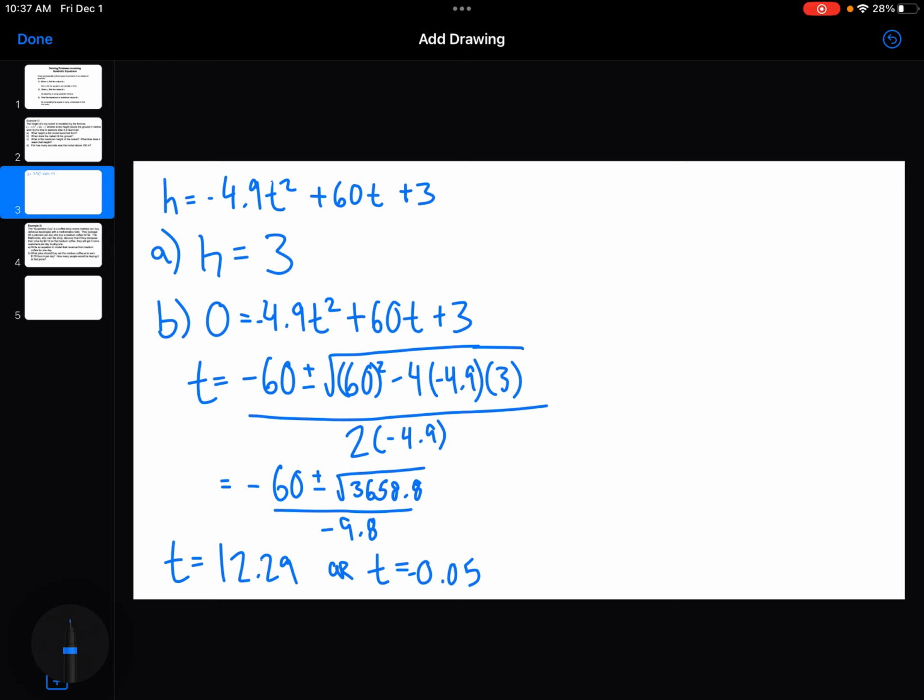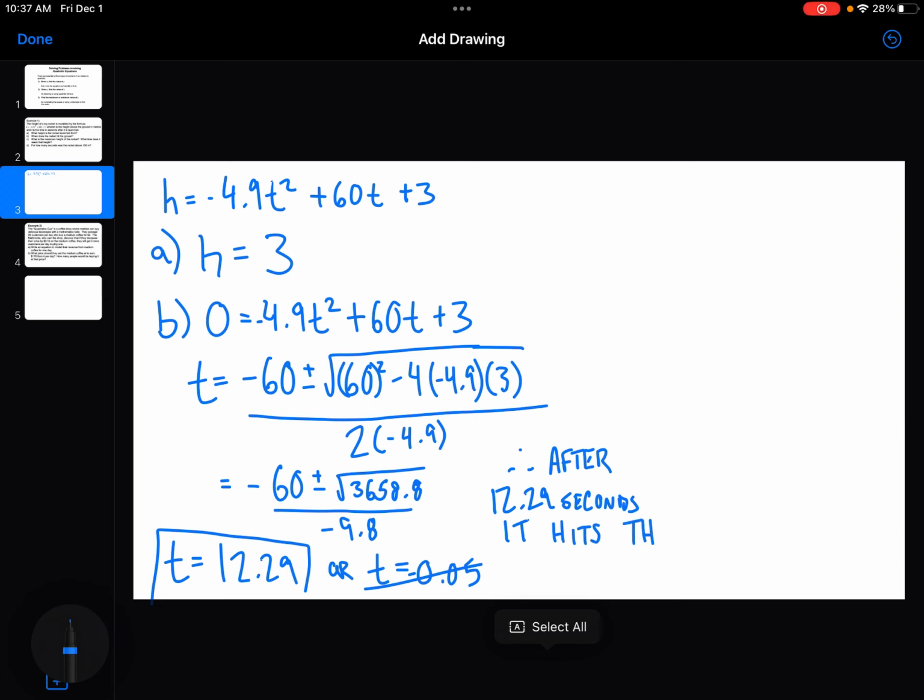We can't have a negative, so that one's gone. So that means that it's hit the ground after 12 seconds. We can't go back in time to let it hit the ground. Okay, so therefore, after 12.29 seconds, it hits the ground.